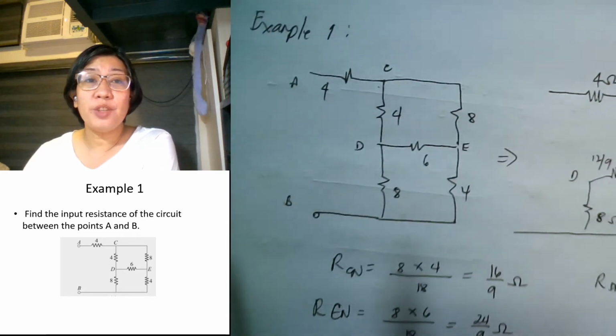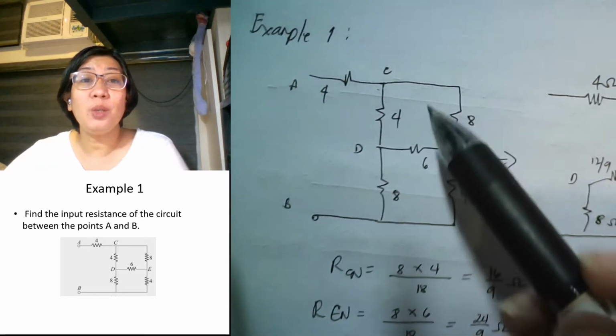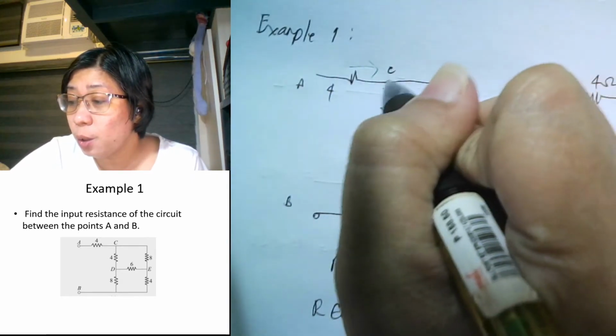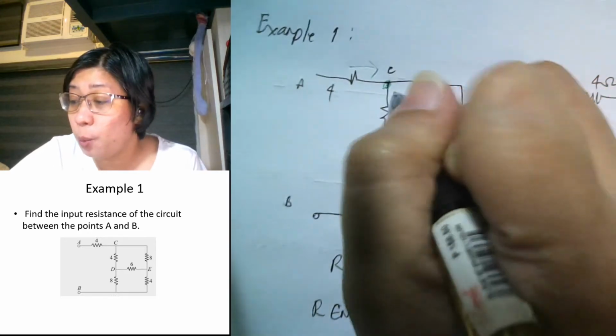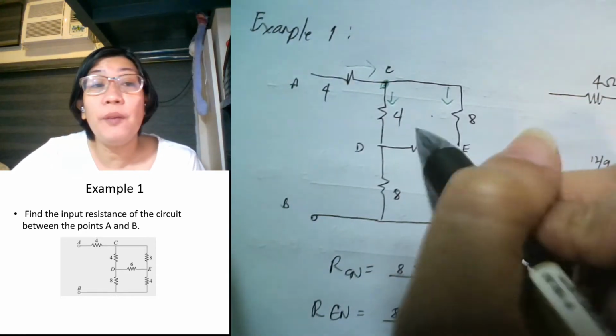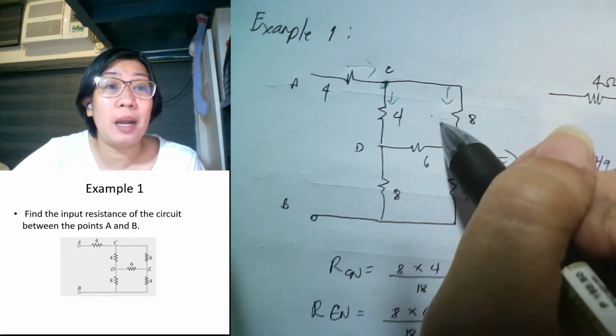This is our original circuit. Okay, so it is very difficult. If I have here a current, automatically this will divide. So one will go here and one will go there. So technically, it is very clear that 4 and 8 are in parallel.